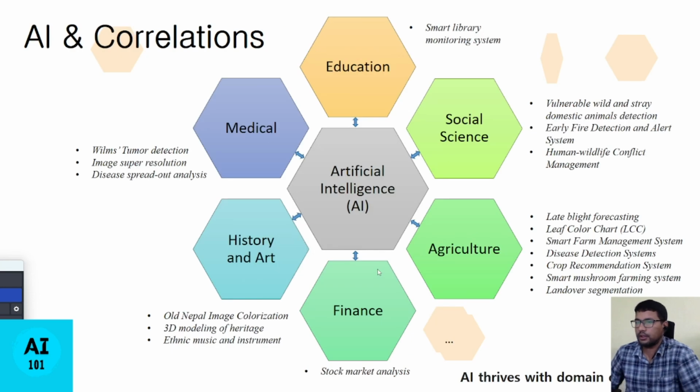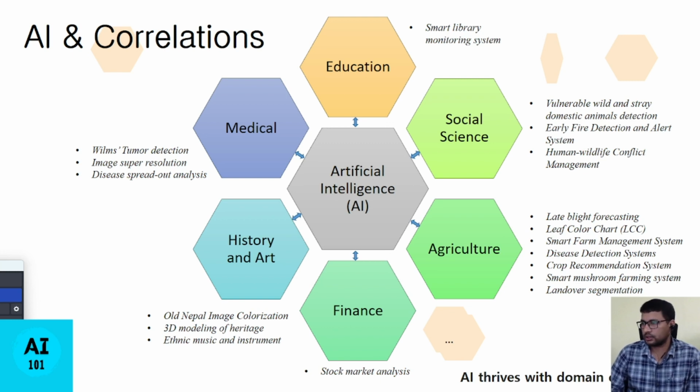And if we talk about the correlation of artificial intelligence with other domains, we can say artificial intelligence is a multidisciplinary field of research. We can input data from different domains like education, social science, agriculture, finance, medical, art, industry, and others, right? And artificial intelligence tries to identify the data patterns, and based on those data patterns, it can classify or regress the problem.